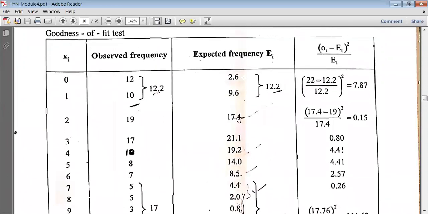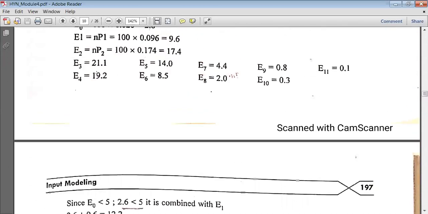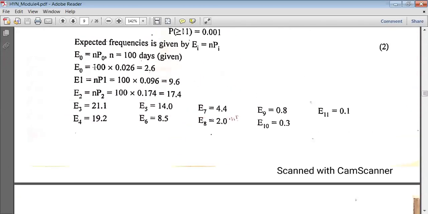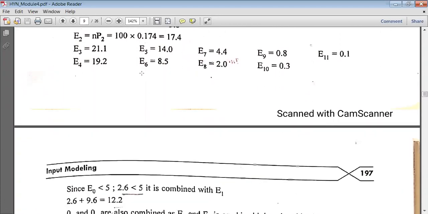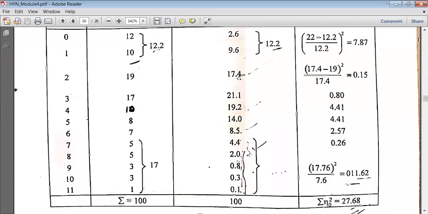Next we have the expected frequency. The expected frequency value is nothing but the values which you have calculated by using the formula Ei is equal to N into Pi. As you can see, 100 into 0.026, I got it as 2.6. The same values you just write down here.